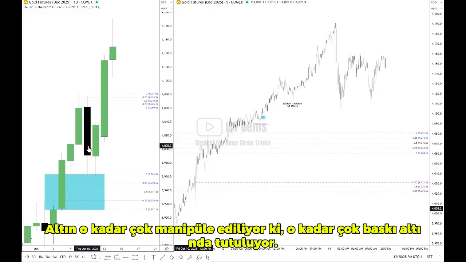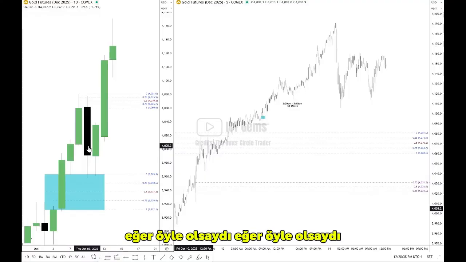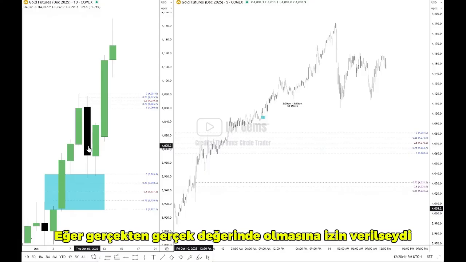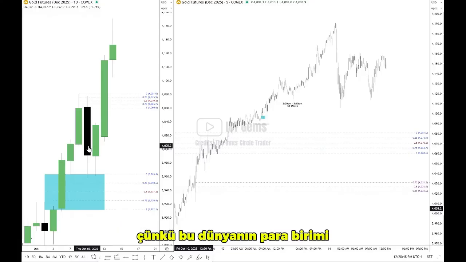Gold is so manipulated. It's so suppressed. They do not let this market go to its real valuation. If it really was allowed to be at its real valuation, it would put Bitcoin on welfare because it's the world's currency. It's the world's money, gold.